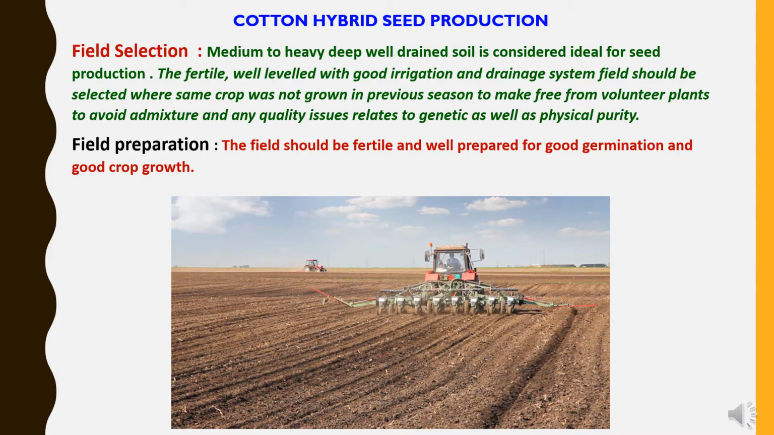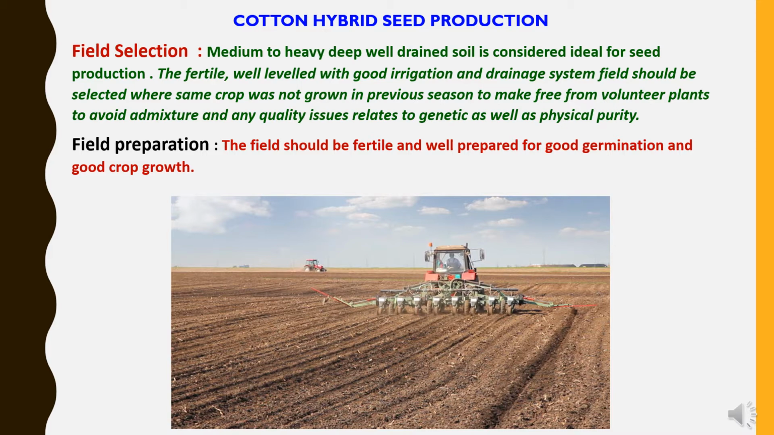Now we will proceed through cotton hybrid seed production principles and practices. First is field selection. We have to select medium to heavy deep soils which are well drained and considered ideal for cotton seed production. Fertile, well leveled fields with good irrigation and drainage should be selected, where the same crop was not grown in the previous season, to keep them free from volunteer plants and avoid admixture and quality issues related to genetic as well as physical purity.